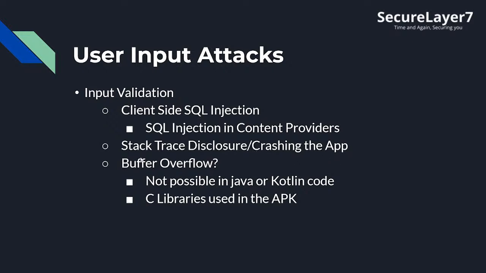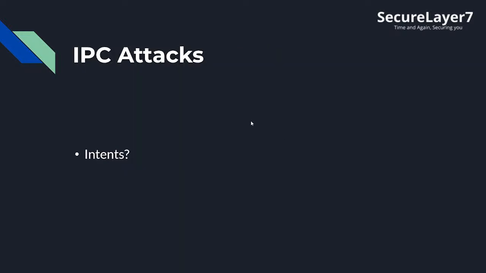The buffer overflow. In the case of Android applications, as they are built in Java and Kotlin, there will be no buffer overflow, because Java and Kotlin have protection against buffer overflow. But if the application is using any C libraries, then that C library might be vulnerable to buffer overflow. But this needs to be investigated, and we will have to spend a lot of time on this. Then IPC attacks. As I said, IPC attacks are a very unique thing for Android applications. We will discuss how we can do the IPC attacks and what the intents are.